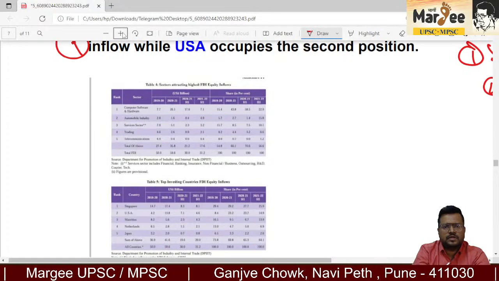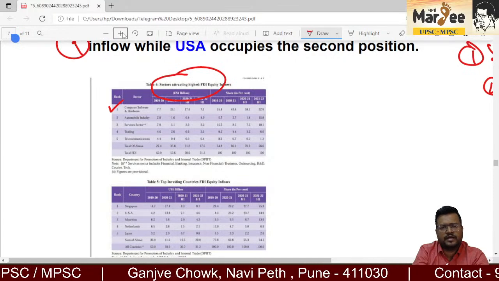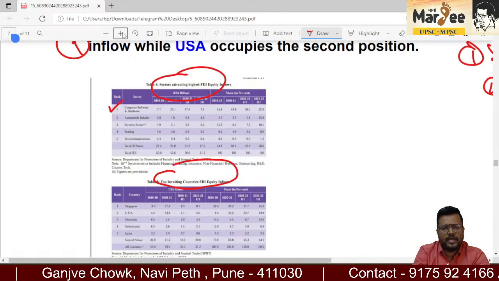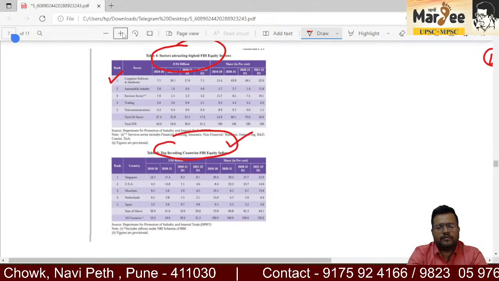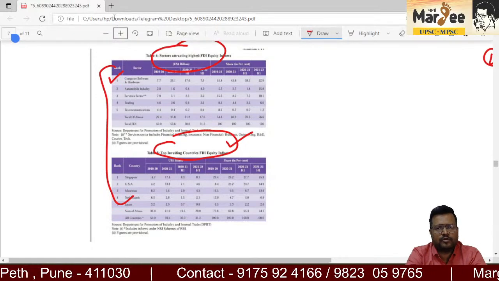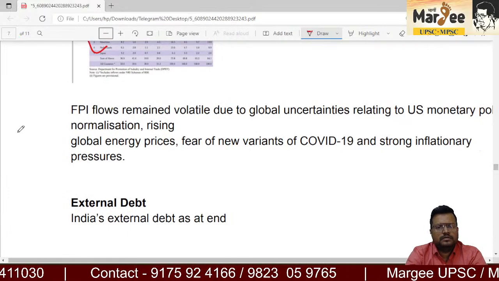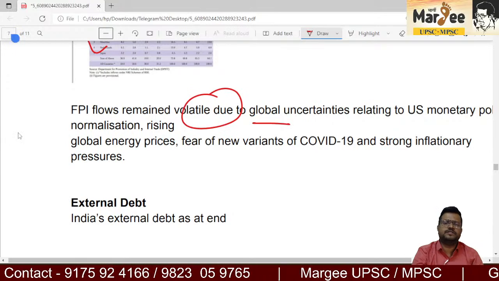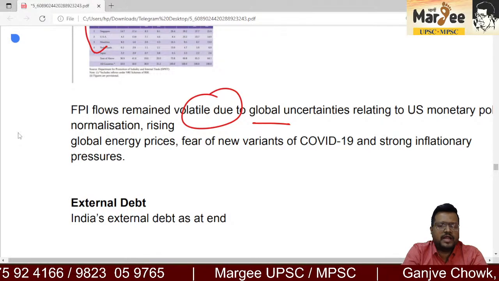This chart shows which are the sectors that are attracting highest FDI. We have seen that computer software is attracting highest FDI, and this is showing top investing countries in terms of FDI. These questions are priority or favorite questions of UPSC. So remember this fact or go through this fact for your UPSC prelim. FDI flows remain volatile due to global uncertainties. That is sure, because investors will not invest in such uncertain conditions. So FDI and FPI flows remain volatile.